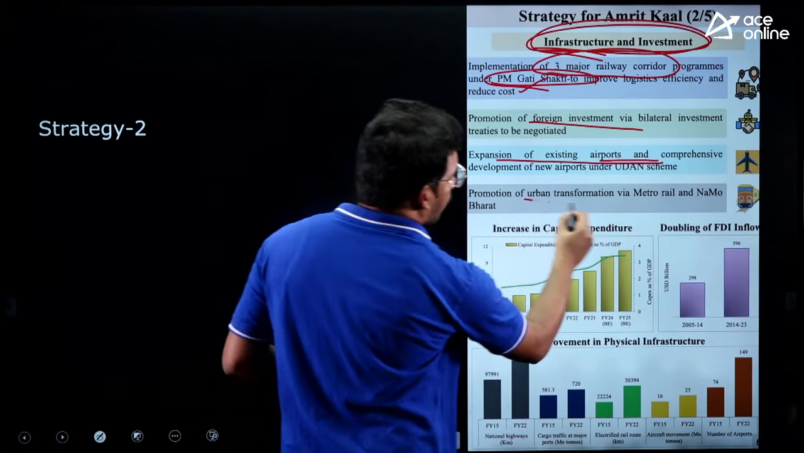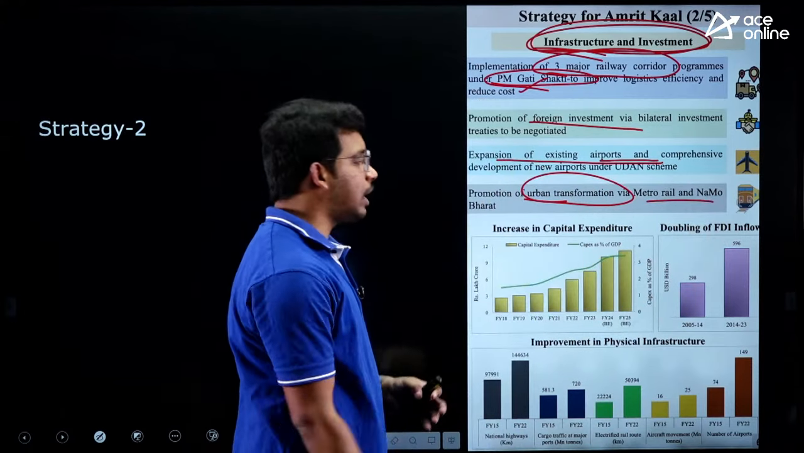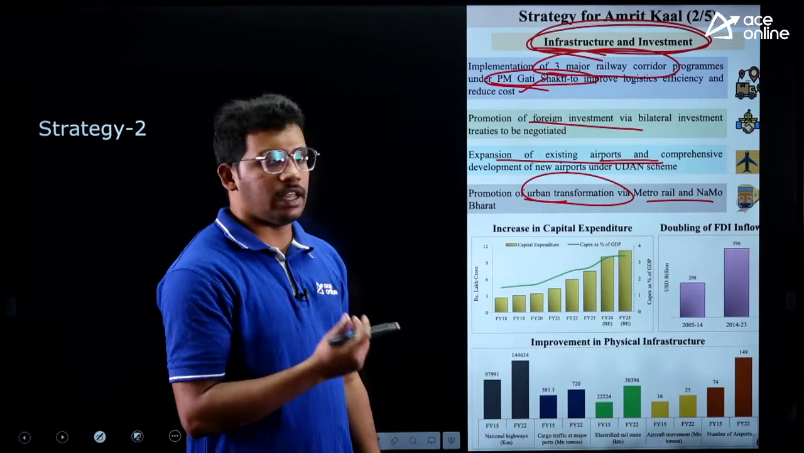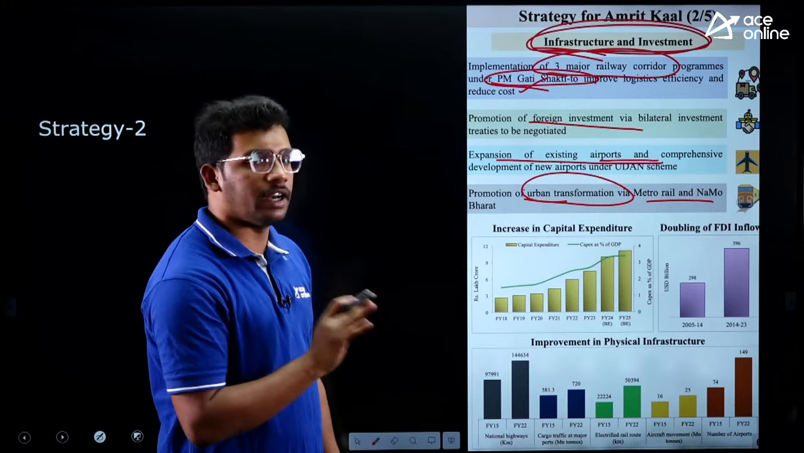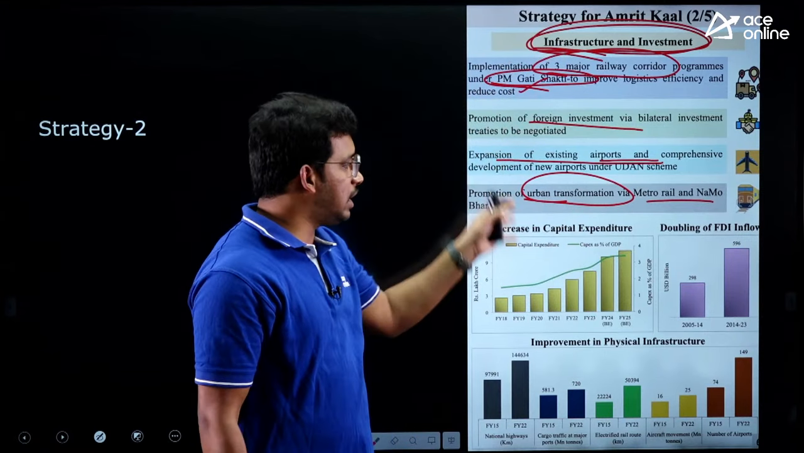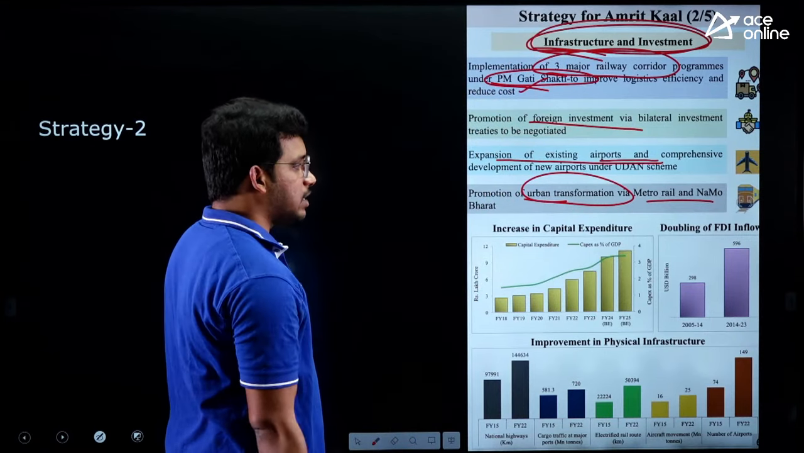Then promotion of urban transformation via metro rail and Namo Bharat. Namo Bharat is a type of electric rail which is being handled in Delhi as of now. So they are going to transform through the creation of this infrastructure. This data is important.